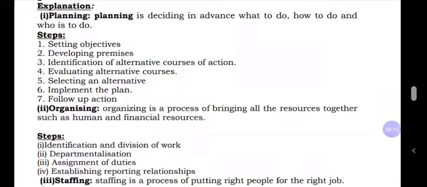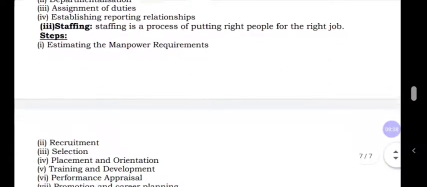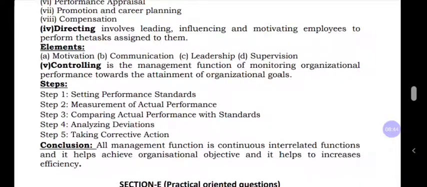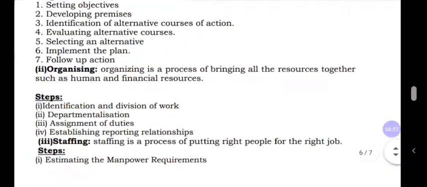In this explanation, what you have to write or how you have to present it in the exam: here, the 5 functions, you know them: planning, organizing, staffing, directing, controlling. First you have to write the meaning of planning, steps of planning. The steps we can also call logical steps. Next, meaning of organizing and steps of organizing. And staffing, meaning of staffing, steps of staffing. Next, directing, meaning of directing and elements of directing. And controlling, meaning of controlling, steps of controlling. Finally, the conclusion.